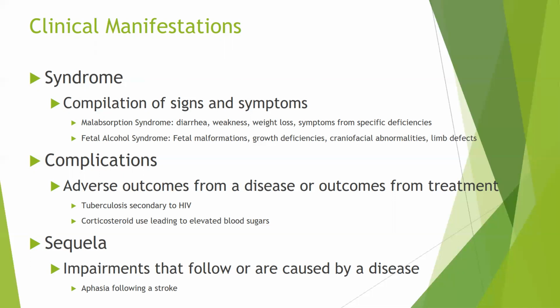Sequelae are typically a chronic condition that is caused by an acute disease state. For example, a traumatic brain injury may lead to memory or personality changes, and a strep infection may lead to rheumatic fever. This could also be related to stroke. A patient may have aphasia following a stroke.